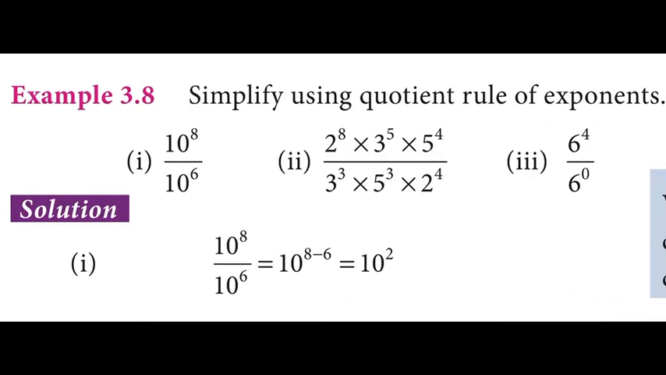Next example, again simplify. First subdivision, 10 power 8 divided by 10 power 6. The base is the same, 10, so we can subtract because here it is division. Product means you add, division means you subtract. So 10 power 8 minus 6, that is 10 square.